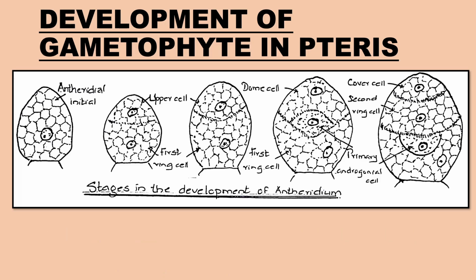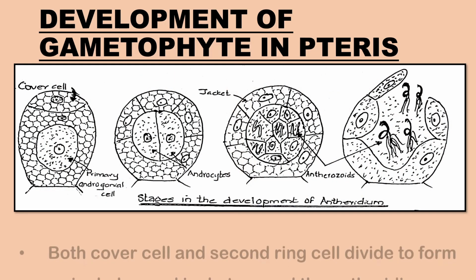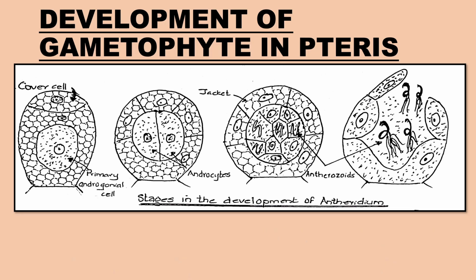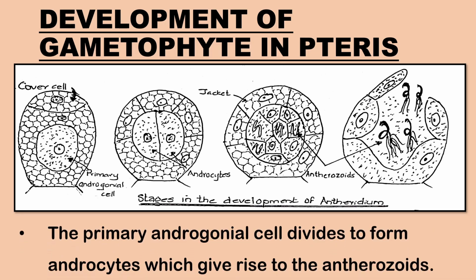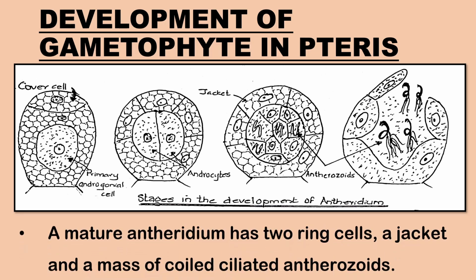a ring cell. The dome-shaped cell undergoes transverse division forming a cover cell and a second ring cell. Both divide to form a single-layered jacket around the antheridium. The primary androgonial cell divides to form several androcytes, which give rise to the anthrozoids. A mature antheridium has 2 ring cells, a jacket, and a mass of coiled ciliated anthrozoids.